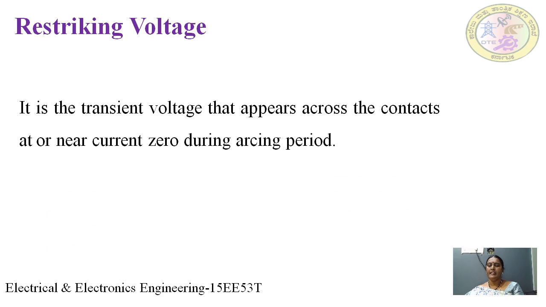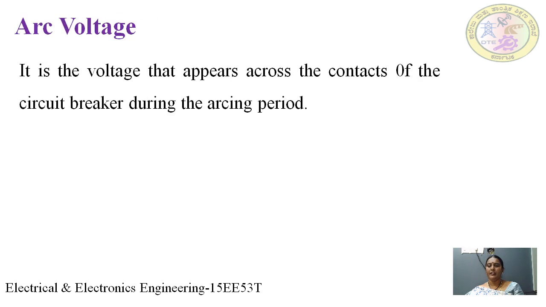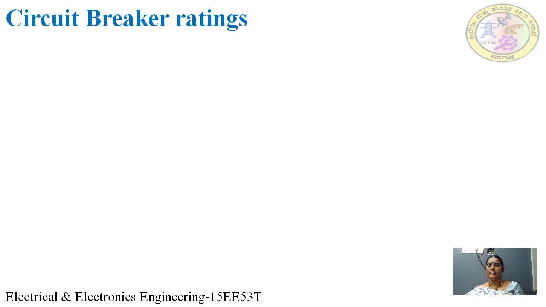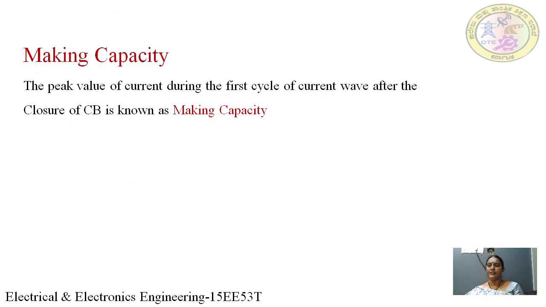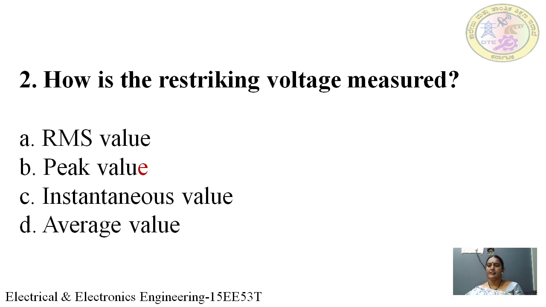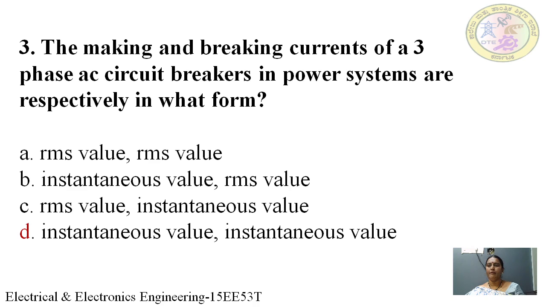It is a transient voltage. The transient voltage that appears across the contacts when the current is zero is called the restriking voltage. Here in this case it is a peak value. We can't take an RMS value in this. The correct answer is a peak value.